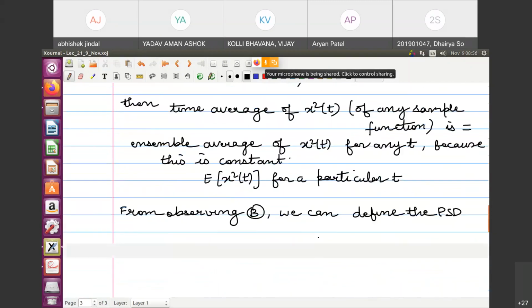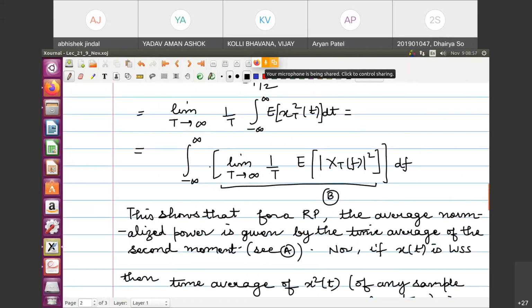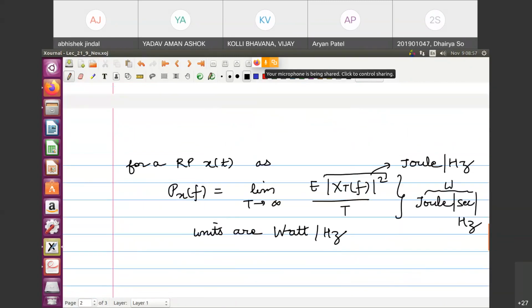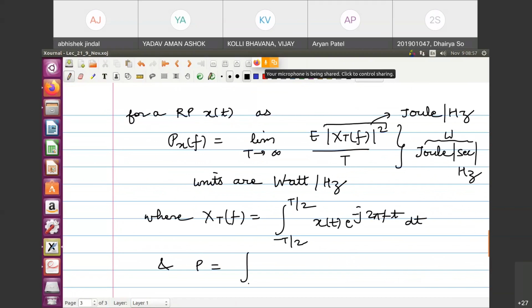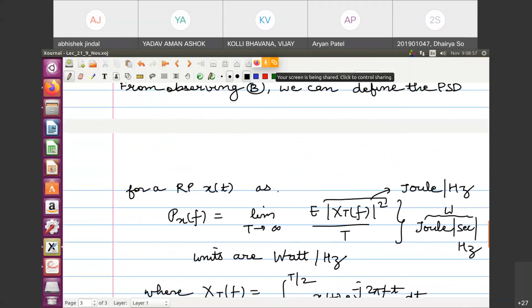So if you integrate it by multiplying by df and add all of them, that is, you find the area under P_X(f), this will give you the total power. Where X_T(f) is, I am repeating, the integral from minus T/2 to T/2, that is nothing but the Fourier transform, x(t) e^(-j2πft) dt. The total power can be easily obtained by finding the area under the P_X(f) graph or function. So this is what the power spectral density is.